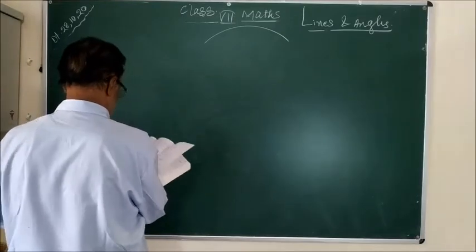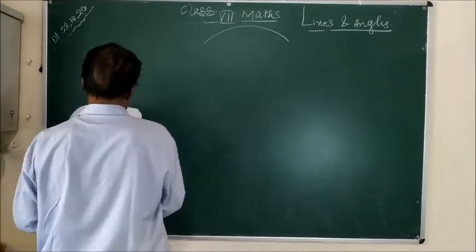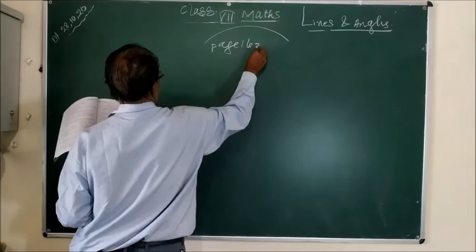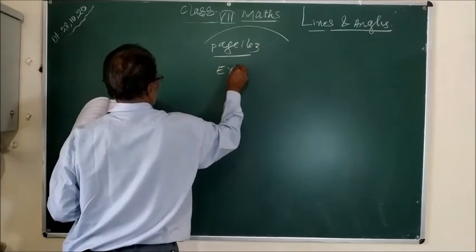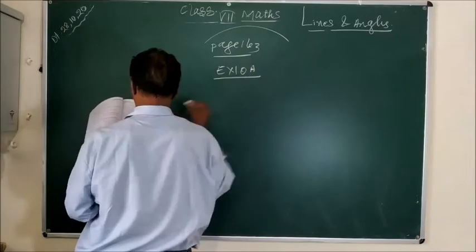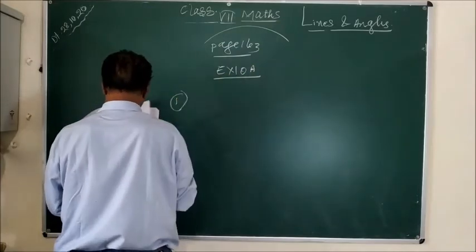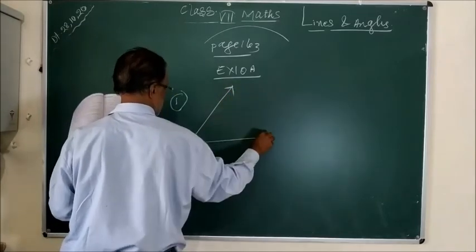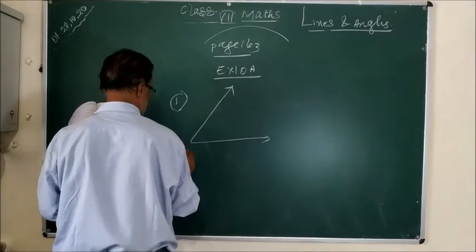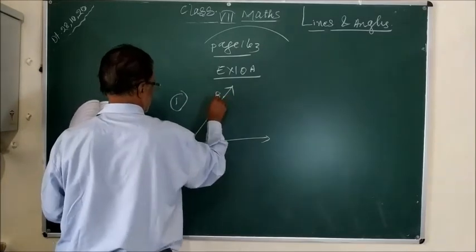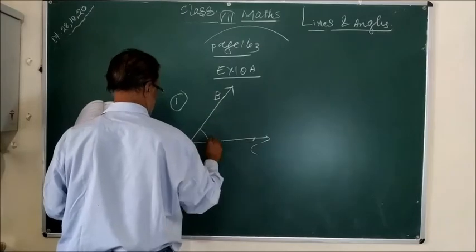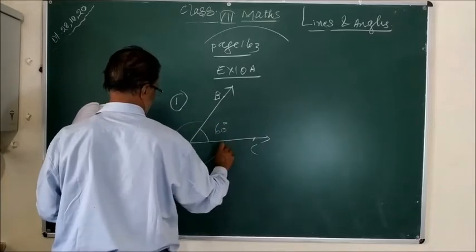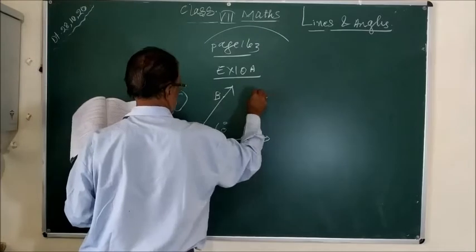So I will explain some questions. Page number 163, exercise 10A. Question number 1. Find the angle X. This is an angle. We will give the definition of angle. The names are not given, but you can see anything: A, B, C. This is the angle. This is angle 60 degree. And this angle is X. You have to find angle X.